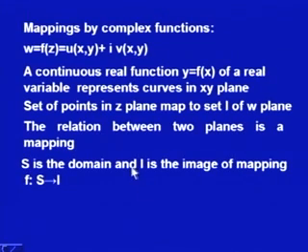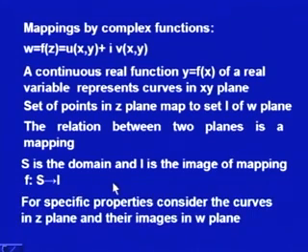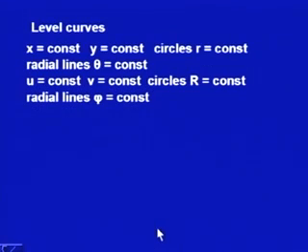So, let us say S is the domain and I is the image of mapping, and we have a function f from S to I. For specific properties, we consider curves in z plane and their images in w plane. So, this is what we are going to do in the next examples. Now, to describe this, we discussed level curves. So, the level curves are x is equal to constant, these are horizontal lines.